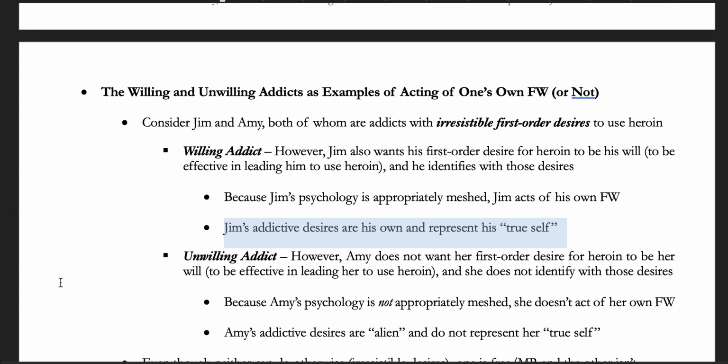Now imagine the same exact setup, except instead of endorsing them and being a willing addict, you have an unwilling addict. So Amy does not want her desire for heroin to be effective. She does not want her first-order desire for heroin to be her will. She doesn't want it to be effective in leading her to do heroin. She struggles against it. She does do heroin because it's irresistible. We just assume that for the sake of argument. Just assume it's irresistible. But she doesn't want to do it. And I don't mean to say that this is what addiction is essentially like, that all addicts are like this. It's just an example.